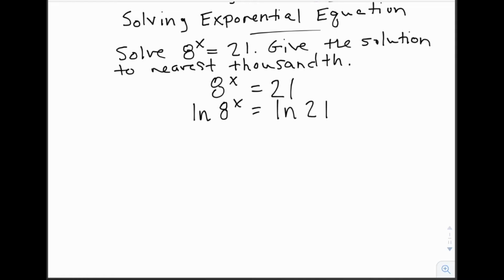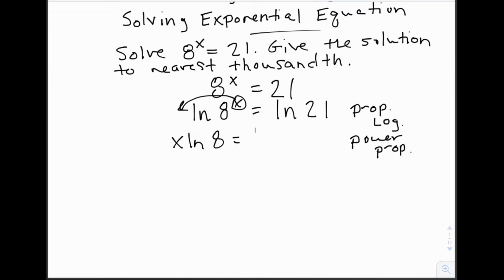Now that we've used our property of logs, what we can do is try to get this exponent of x out into the front. The way that we can do that is use our power property. We take the x and bring it out in front, and that leaves us with the following. In order to isolate our x here, we can divide by the natural log of 8 on both sides.